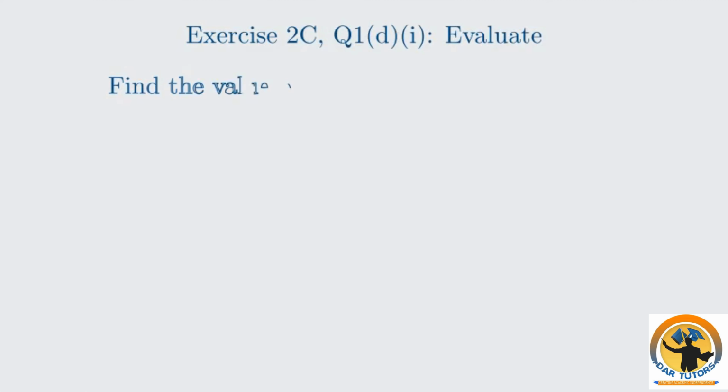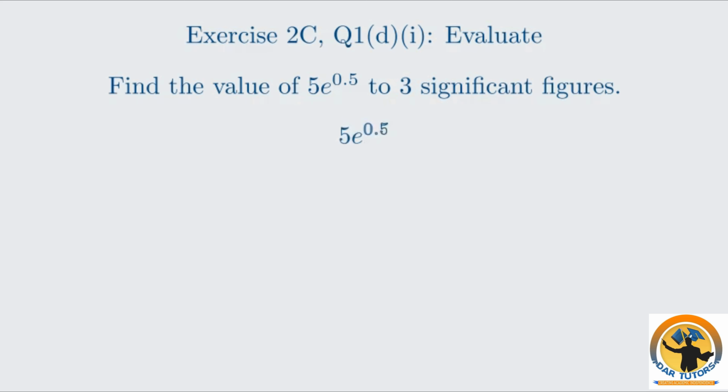Let's tackle another problem from the textbook, Exercise 2c, Question 1. This one involves the constant, e. We need to find the value of 5 times e to the power of 0.5 rounded to 3 significant figures. This is a straightforward calculation using a calculator. You'll need to locate the e button, which is often found by pressing Shift or second function and then the ln button. First, calculate e to the power of 0.5.